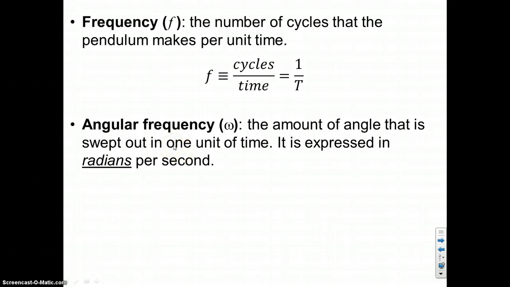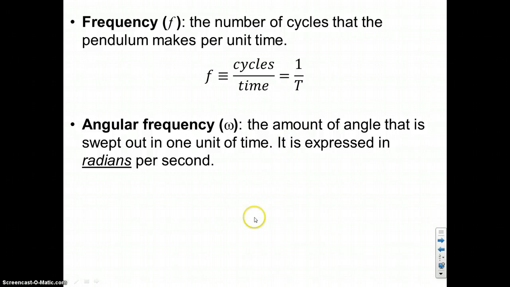Angular frequency. This is another important concept, and it's new to us this year. It's the amount of angle that is swept out in 1 unit of time. And it's the amount of angle relative to where we consider 360 degrees to be the full cycle. We use this angular frequency not only in simple harmonic motion, but we also use it in circular motion. So let's first consider circular motion.